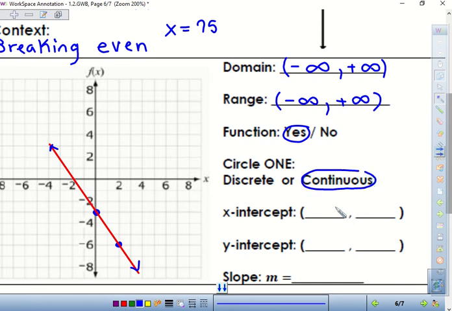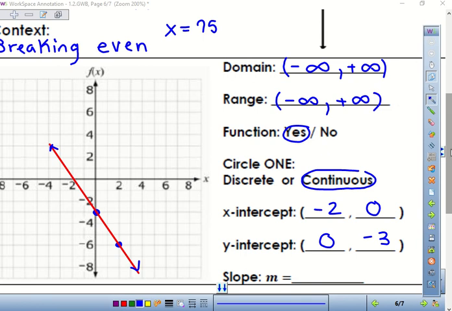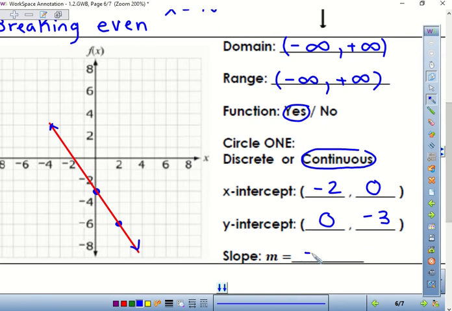What is my x-intercept? Good. And my y-intercept? Good. Do you all understand why the 0 goes where it goes? And what's my slope? Good. So does anyone have any questions about those key features of the graph? Okay.